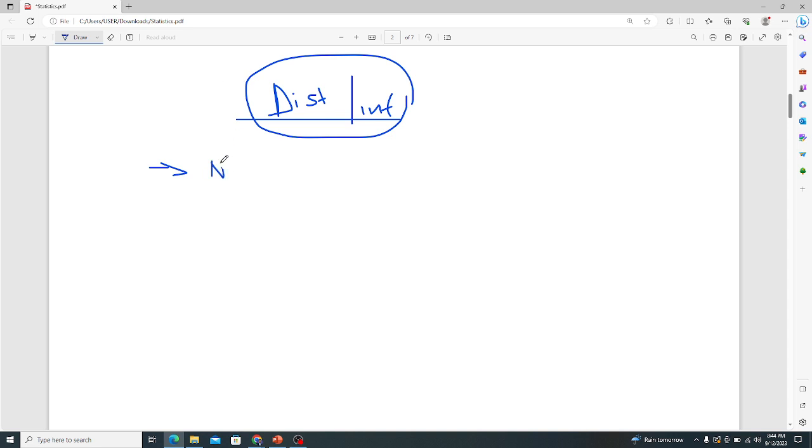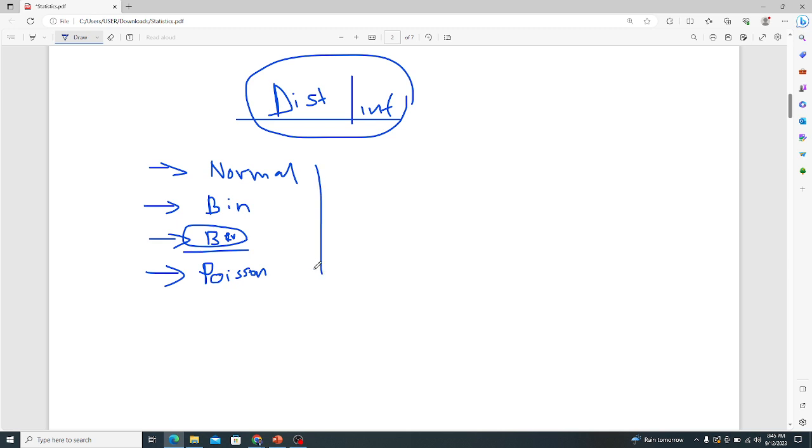The first one is the normal distribution. Then we have the binomial distribution. We'll also discuss binary; I'll check on the spellings. Then we have another distribution known as Poisson distribution. So these are the four major distributions which we are going to discuss during our class.